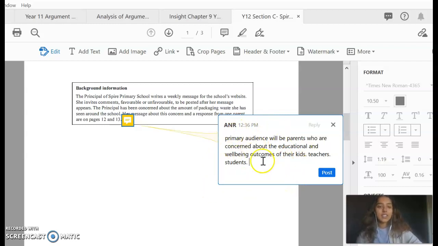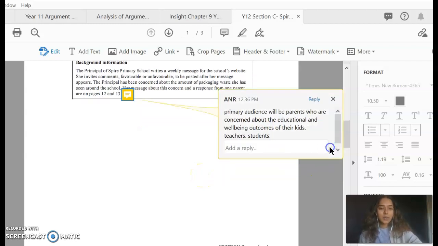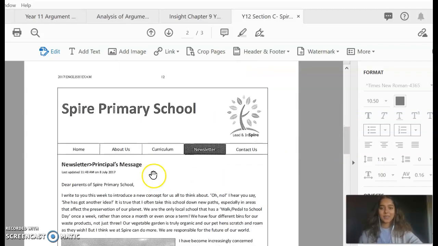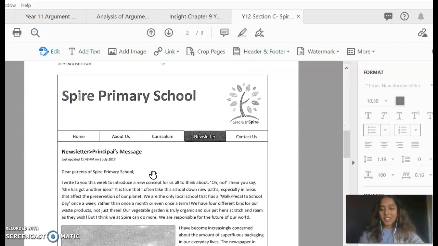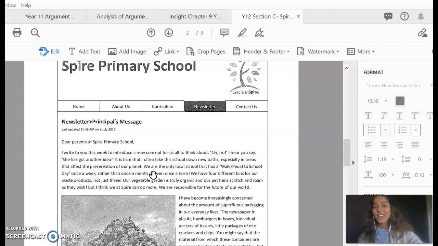Okay, so this is me having annotated my primary audience. Okay, I'm going to post. I'm learning how to use Adobe, whatever this is called, Adobe Acrobat Pro.